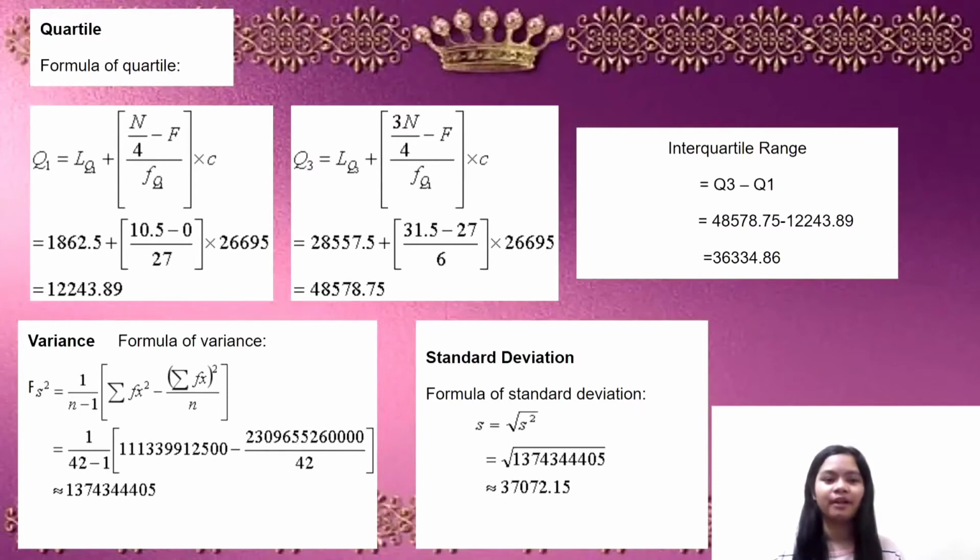And the next is variance. Same, we use the formula of variance and we find out the solution for variance is about 1374344.05. And next is standard deviation. The formula of standard deviation is the square root of the variance. So the answer is about 37072.15.